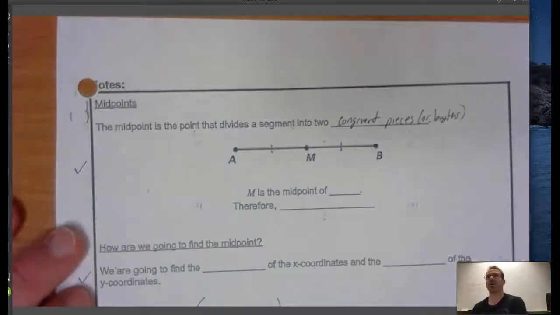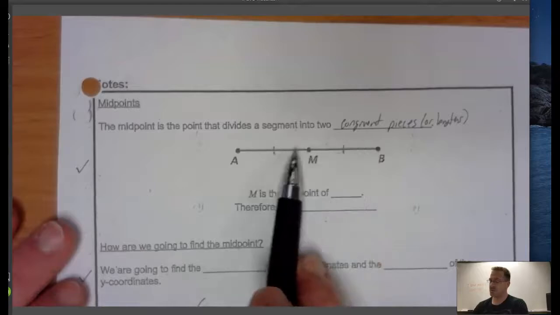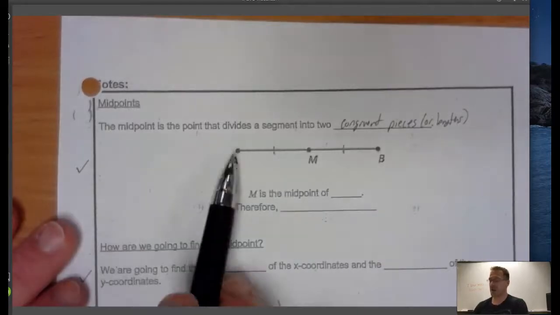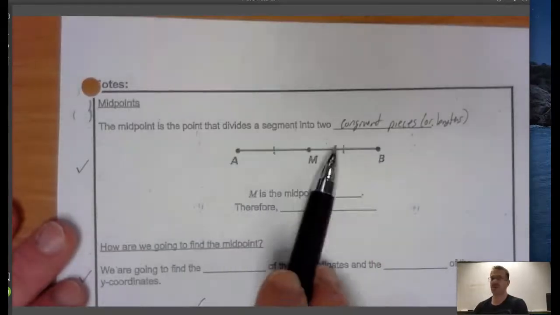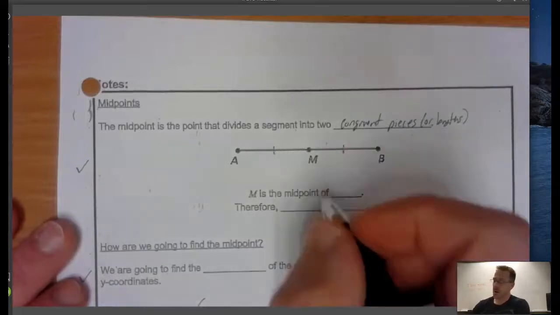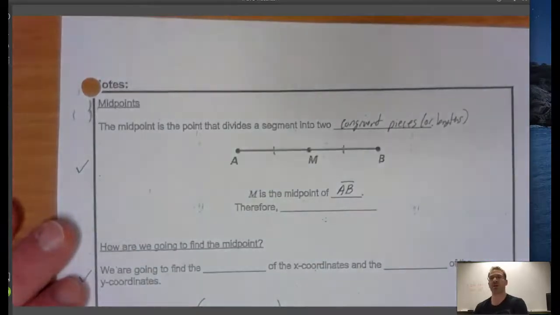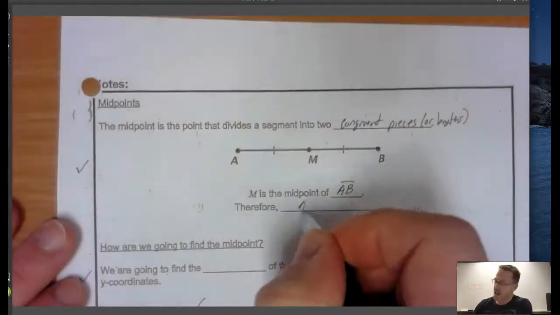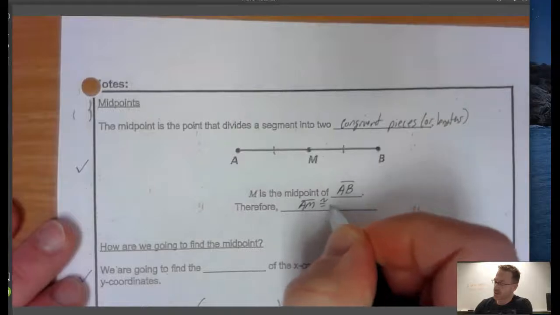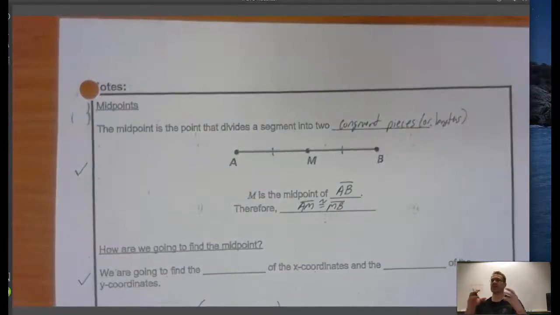All right, or lengths. You can notice here that we have our picture marked. You can see that we have the endpoints of our segment. We can see the little tick marks, which means that AM is congruent to MB here. So M is the midpoint of segment AB, and once again we put that bar to denote segment. That means AM is congruent to MB, like that. Once again, just reinforcing some of that notation and vocabulary with you.